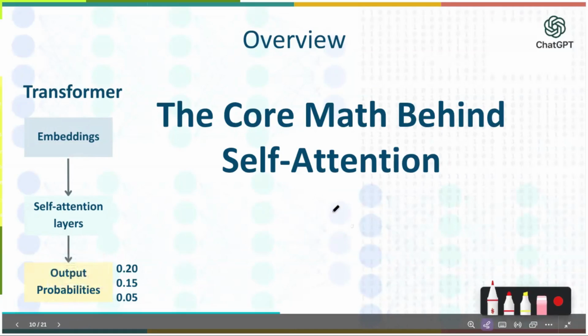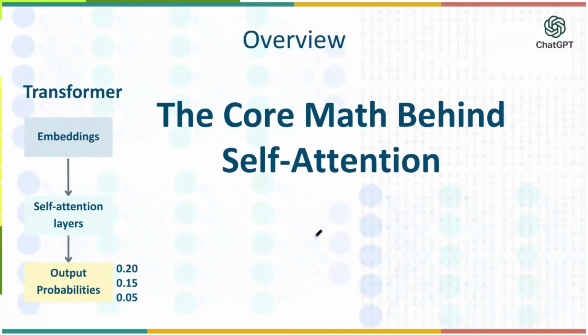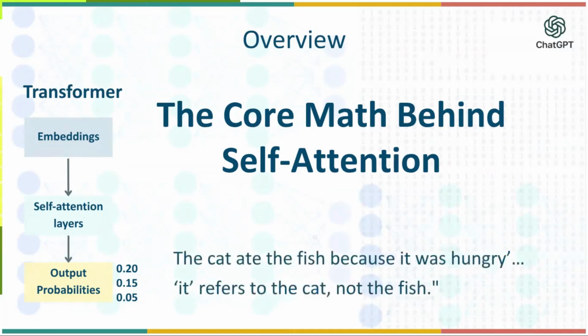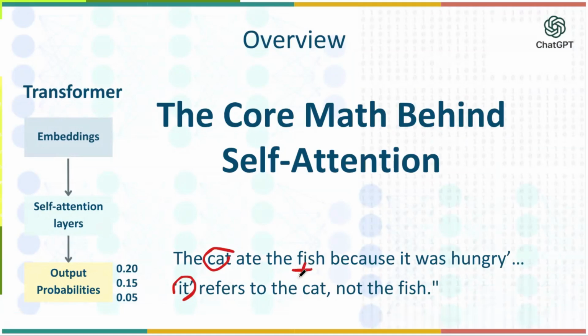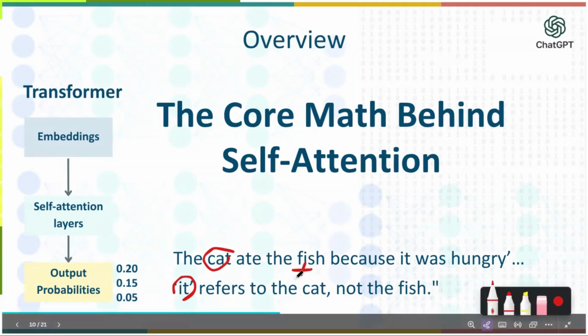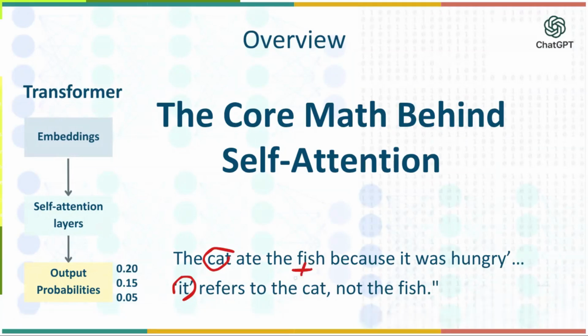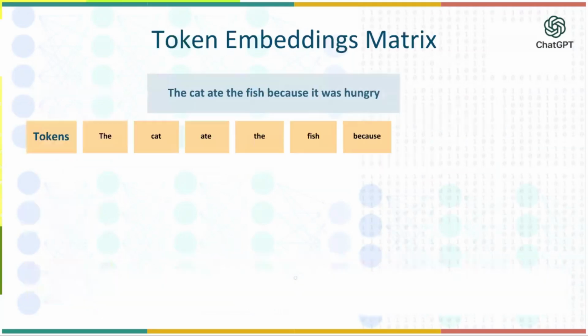This is the mechanism that allows the model to understand the relationships between words, such as figuring out that in the sentence, "The cat ate the fish because it was hungry," the word "ate" refers to the cat, not the fish. By the end of this episode, you will understand exactly how self-attention works, why it is so powerful, and how it forms the foundation for everything ChatGPT can do.